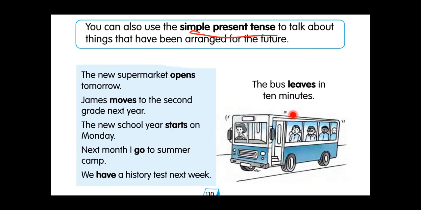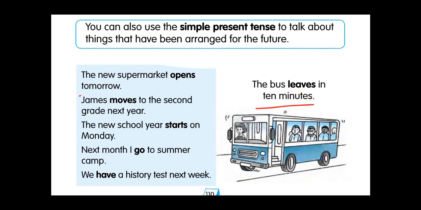Here he has given examples that also tell us about the future. Simple present tense also tells about future actions. It is not future tense; these are simple present tense examples. The bus leaves in 10 minutes. Here leaves is simple present tense, but the phrase 10 minutes is telling us about the future, right?